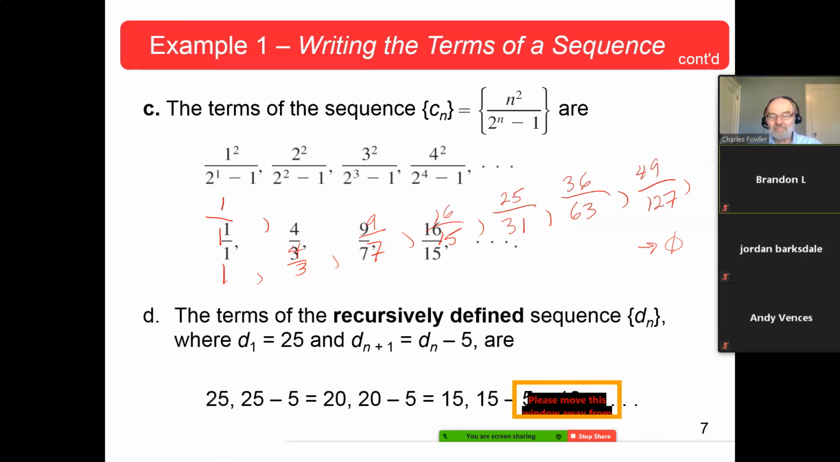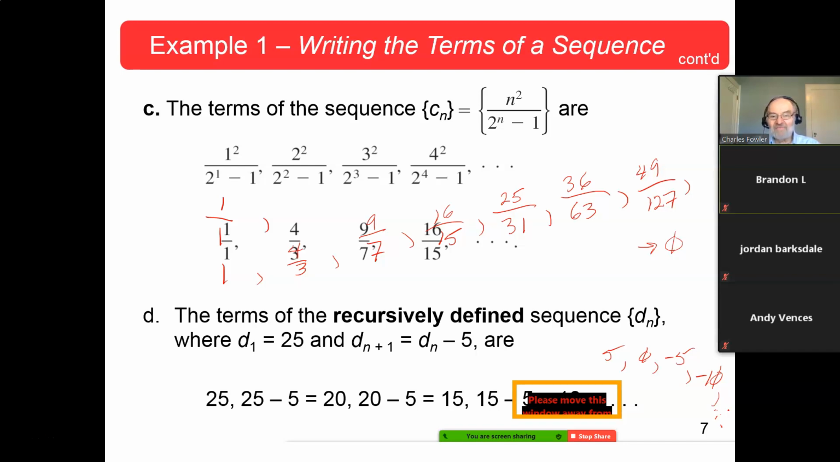Okay. Oh, here's D. Now D is a different kind of sequence. The terms of a recursively defined sequence, D sub n, where D sub 1 is 25, and every subsequent term, every n past that, is going to be D sub n, the previous D, minus 5. So the first one is 25, the next one's 20, the next one's 15, the next one's 10, the next one 5, the next one 0, the next one negative 5, the next one negative 10, and guess what? That keeps on going and never converges.